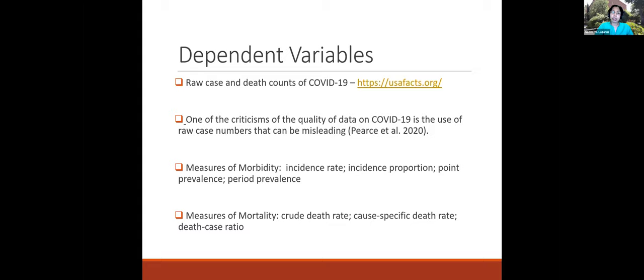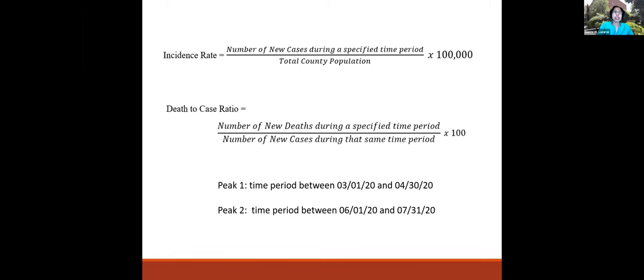The CDC suggests different measures of morbidity and mortality instead of raw case numbers. So for example, some measures of morbidity include incidence rates, incidence proportion, point prevalence. Some measures of mortality are accrued death rate, cause-specific death rate, death to case ratios. And so for this research, I'm looking at incidence rates, which is calculated by dividing the number of new cases during a specific time period by the total county population per 100,000.